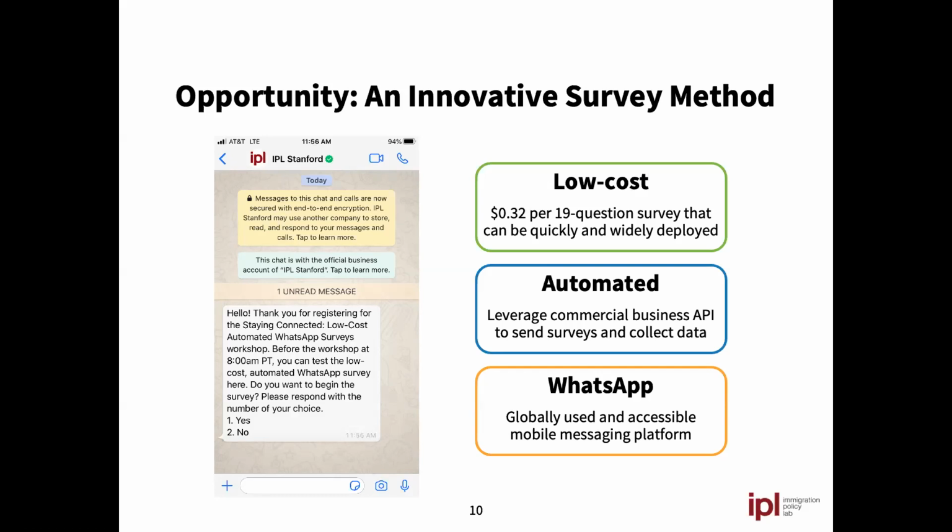So there's an opportunity here first for a low-cost survey option. You'll hear about one of our cases in the US where it costs just 32 cents in messaging fees to distribute a 19-question survey. The system can be automated so you can pre-design the survey questions with questions and branching logic so that it doesn't have to be manually distributed to each respondent. And finally, WhatsApp provides an opportunity for global reach and coverage given its high rates of use around the country and around the globe. I'd just like to highlight this low-cost portion.